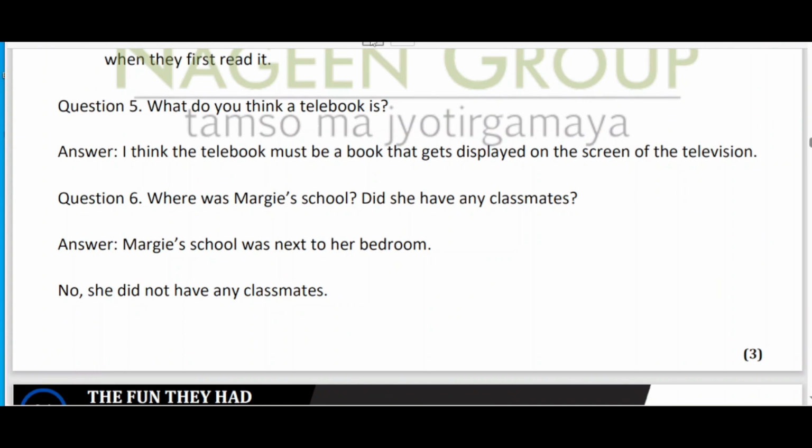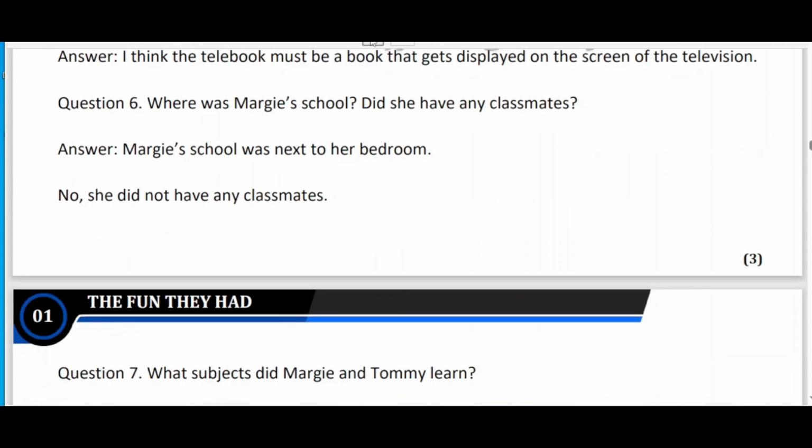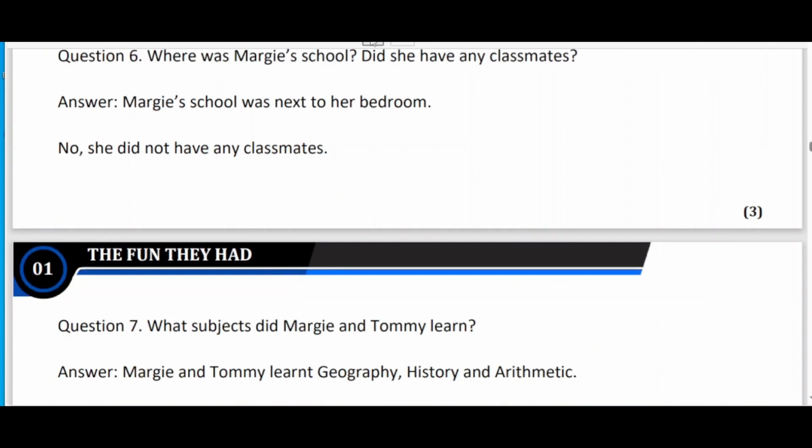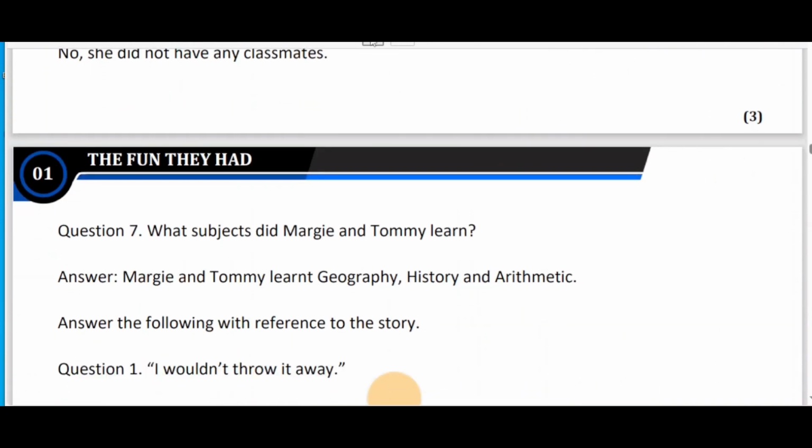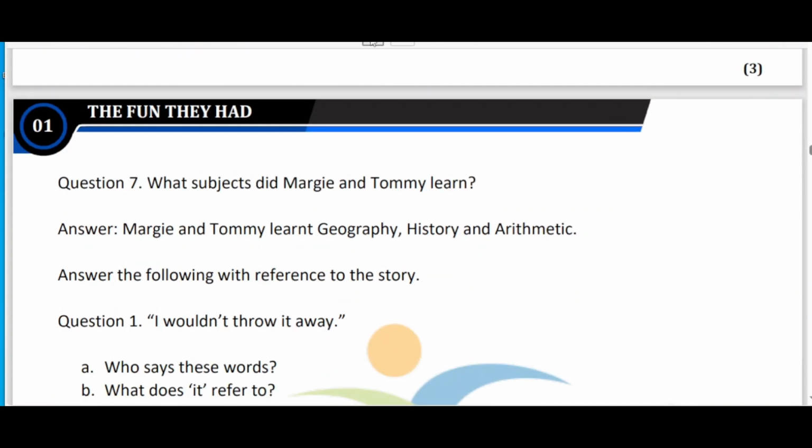We already got to know that Margie's school is next to her bedroom and the students do not have any classmate. So no, she did not have any classmate. She was alone in that room just next to her bedroom. Question number 7. What subjects did Margie and Tommy learn? They learned geography, history, and arithmetic. These are three subjects that usually they learned.